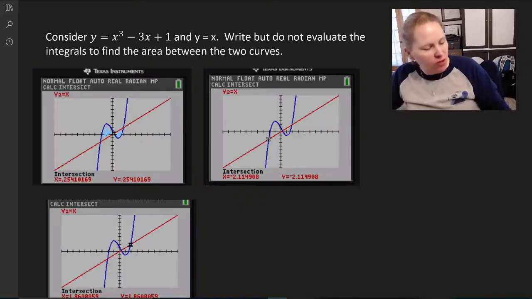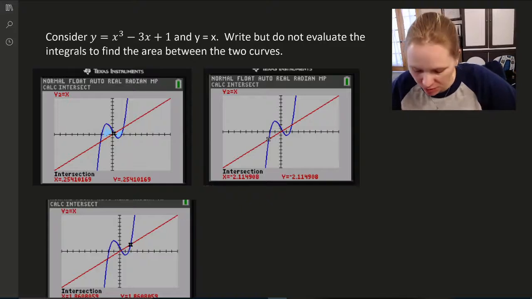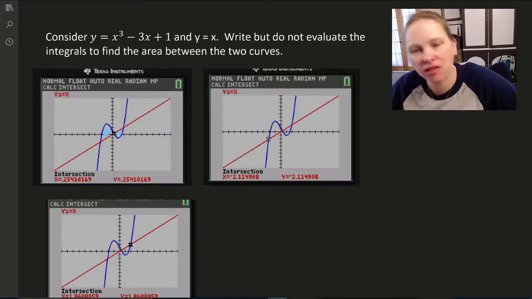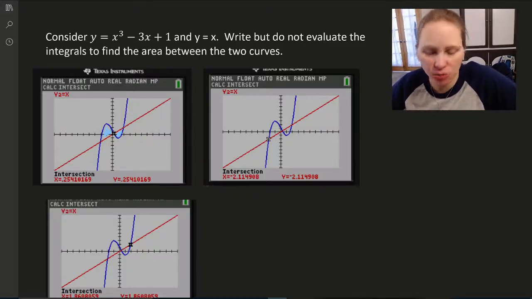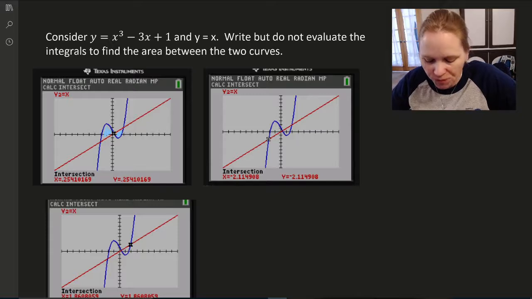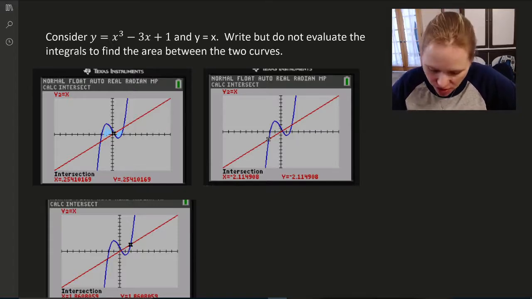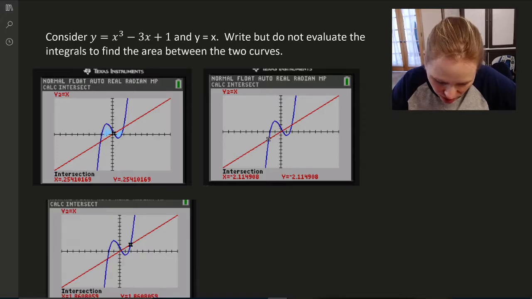Now, I've already gone through and, using my calculator, found the intersection points for these. And oftentimes you'll either be given the intersection points if it's intense like this, or if it's a simpler problem that you have to split the integral for, you'll be given the graph, and finding the intersection points will be fairly simple. So let's go ahead and start.